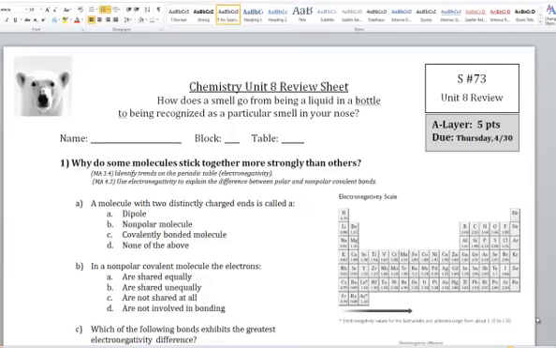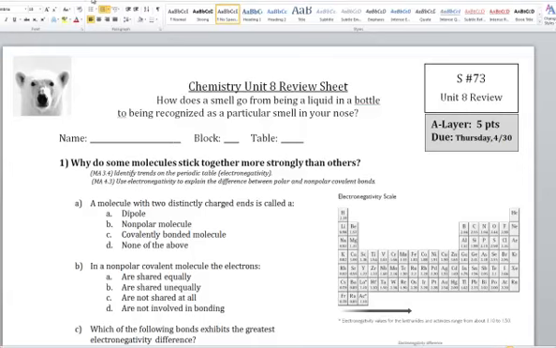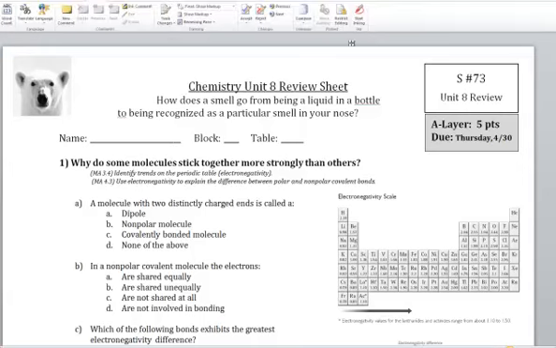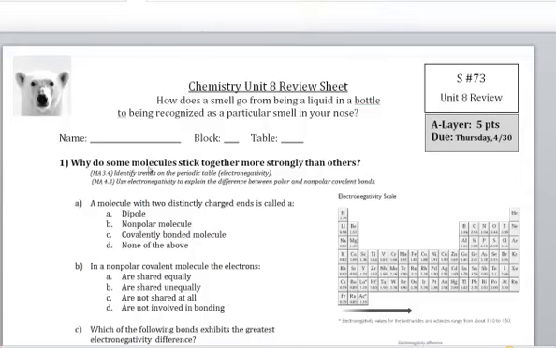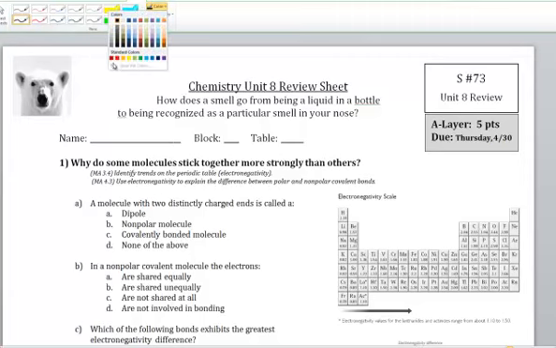The first section is about why some molecules stick together more strongly than others. And the first question: a molecule with two distinctly charged ends is a... And of course, the answer to this is a dipole. Di means two, pole refers to the polarity, and when we say charged, we're talking about the pluses and the minuses.